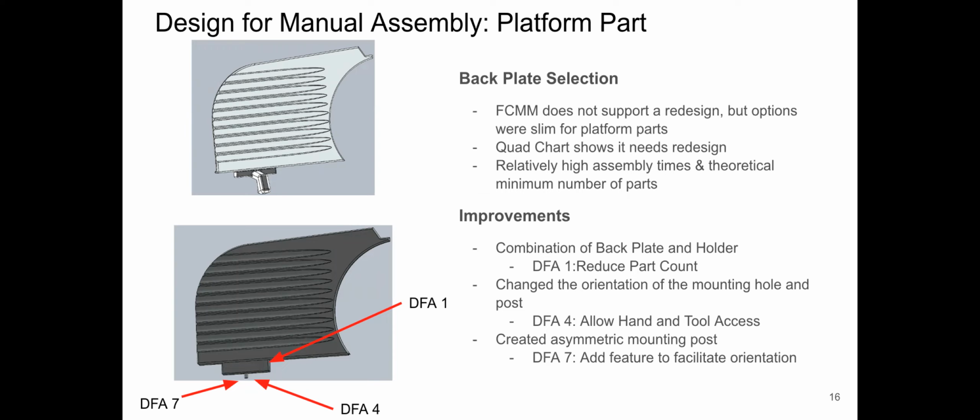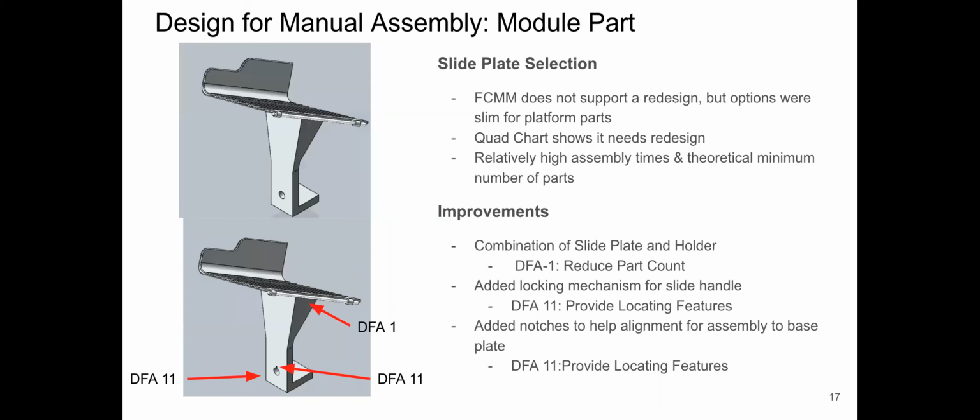The changes that were made were that we combined the backplate and the backplate holder by DFA 1. We changed the orientation of the mounting hole and post by DFA 4, and we created an asymmetrical mounting post and mounting post hole by DFA 7 to allow easier assembly. Next, we made changes to the slide plate.